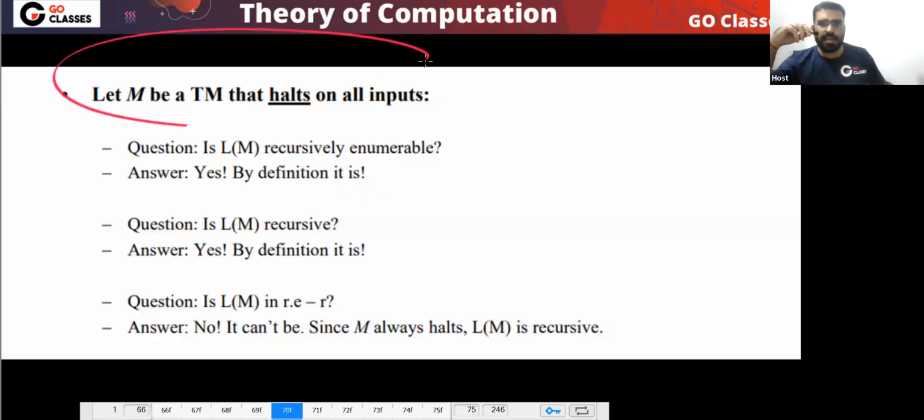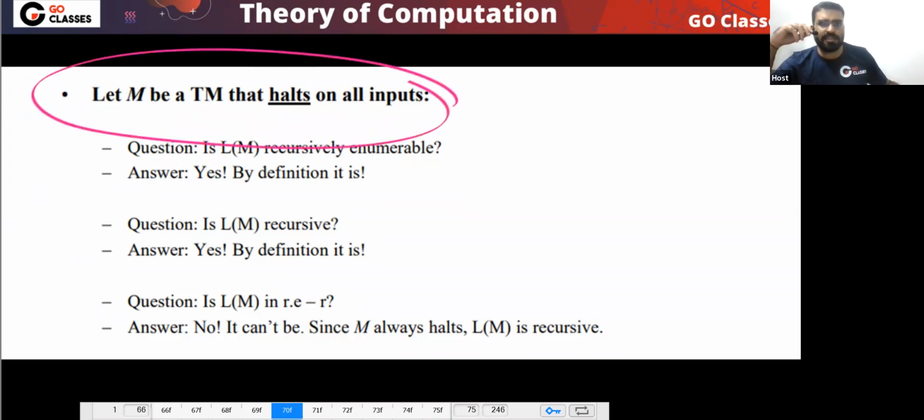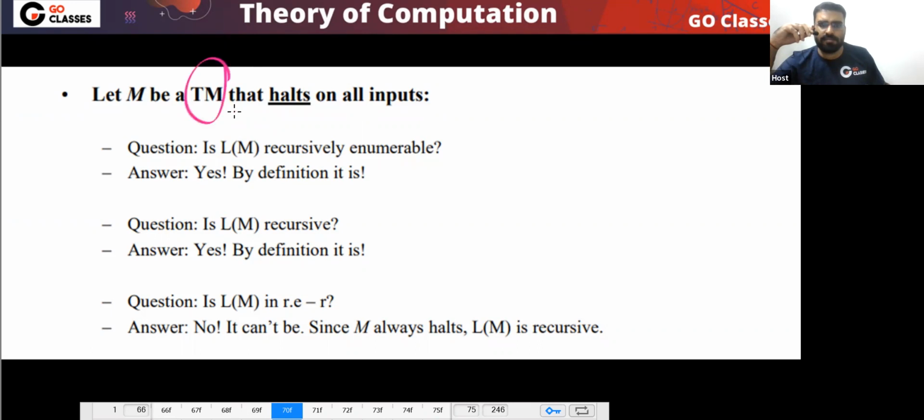Okay, so you can notice, if you have a Turing machine which always halts, then I can say definitely it will be RE. Because of which word is it RE? Because of this word. And because of which word is this REC? Because of this word it is REC. So it can never happen that it is RE but not REC.